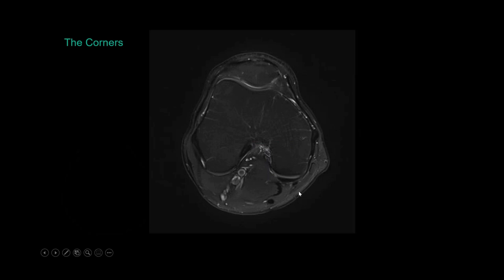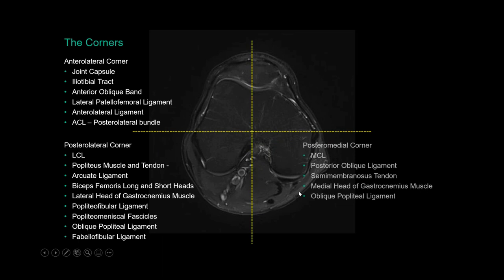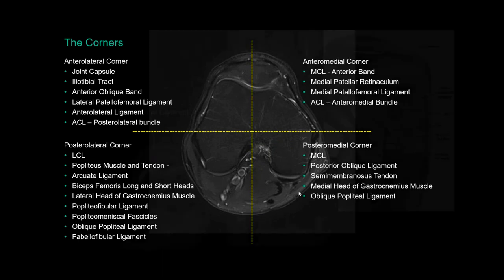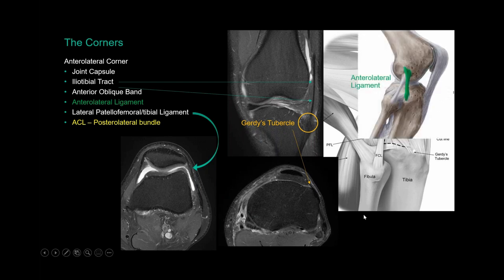So briefly, let's go through the corners of the knee. So as you know, there are four main corners: anterior lateral, posterior lateral, posterior medial, and anterior medial. Okay, so we'll go from one to the other. So the anterior lateral corner of the knee includes the joint capsule, the iliotibial tract, which inserts at the Gerdy's tubercle, the anterior oblique band, the anterior lateral ligament, which is nicely demonstrated in this graphic here, and the lateral femoral tibial ligament, and the posterolateral bundle of the anterior cruciate ligament.